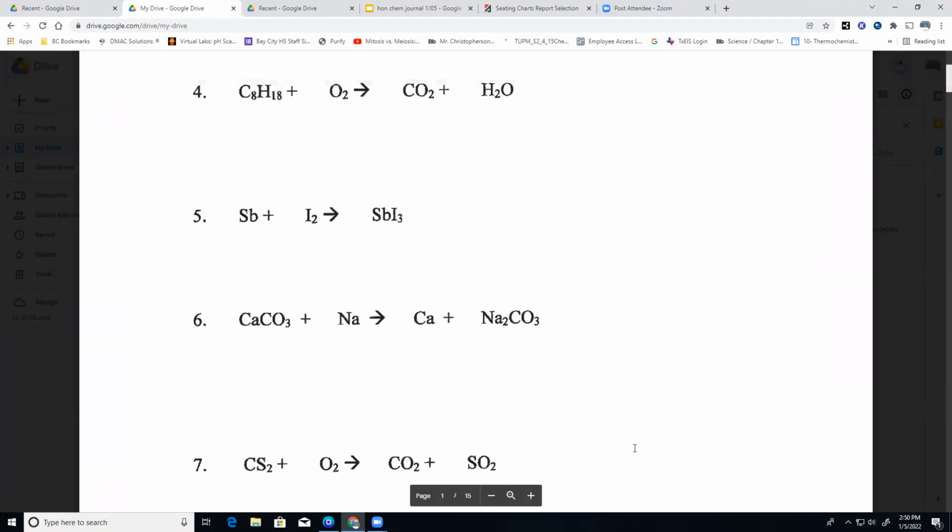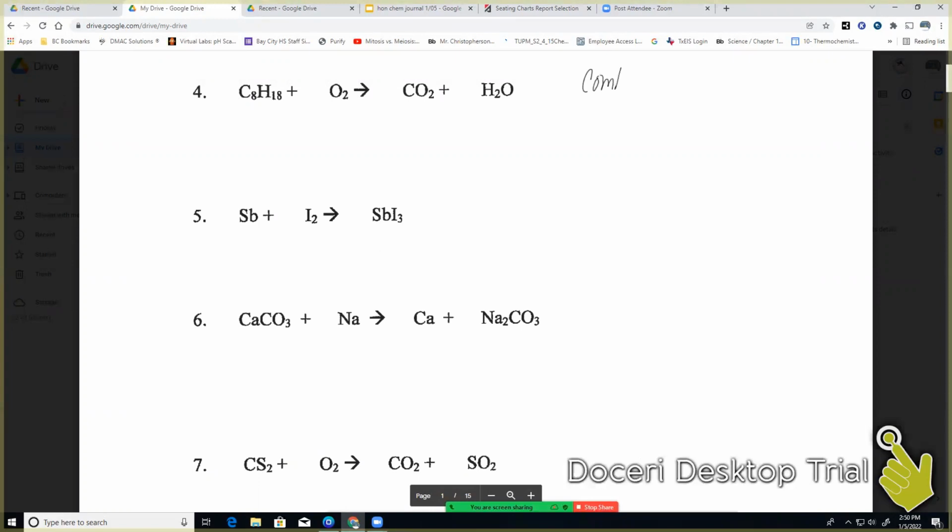So this type of reaction is called a combustion reaction. And it's between a hydrocarbon. This is your hydrocarbon right here. It's just a compound that's made up of hydrogen and carbon and oxygen. So there's my oxygen. So hydrocarbons are usually different sources of fuel.